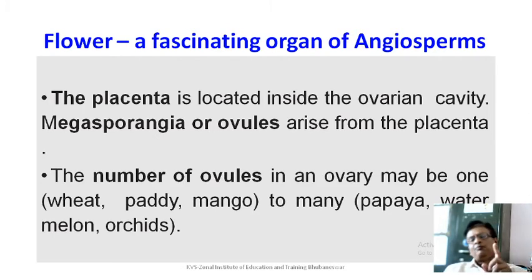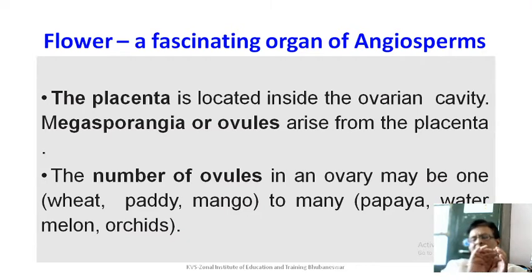The number of ovules in an ovary may be 1 or it can be many. How do you find that out? If you take any particular fruit or vegetable that is available in the kitchen, cut it. See how many seeds are there. If you cut open a mango, you will see only 1 seed. You know that the ovule results in the production of seed. So only 1 ovule was there, so only 1 seed. In paddy also 1 seed, wheat also you will find only one seed, that is, only one ovule was there.